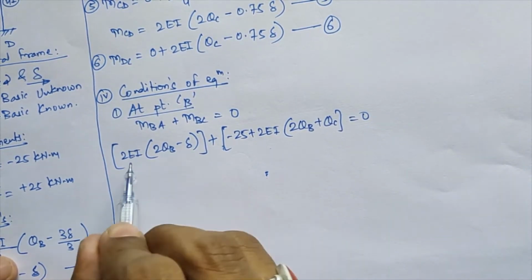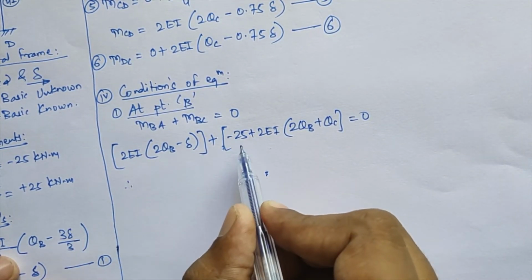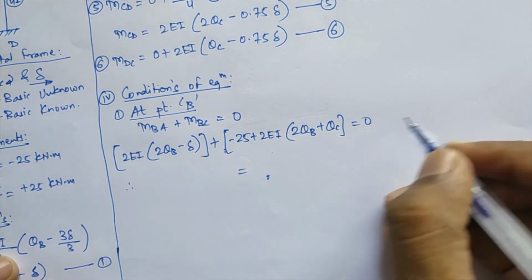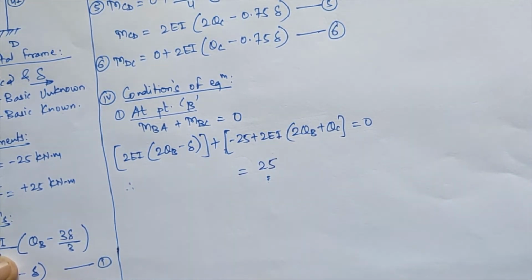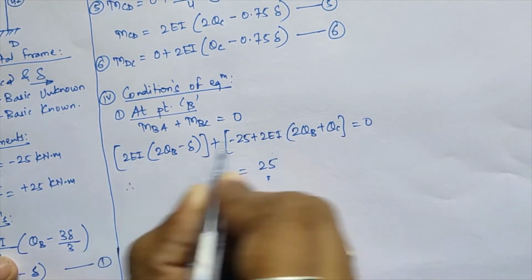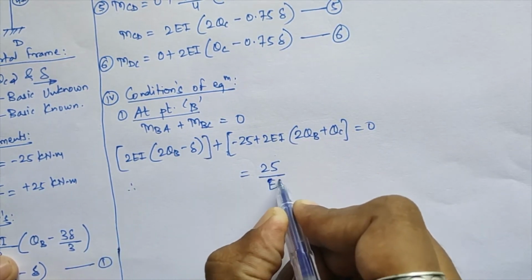First I will simplify constant term. Here there is no constant term, only here minus 25. So if that goes on this side, that is RHS side, that will come equal to plus 25. Okay, and if I take EI common from this, that will get divided to this.